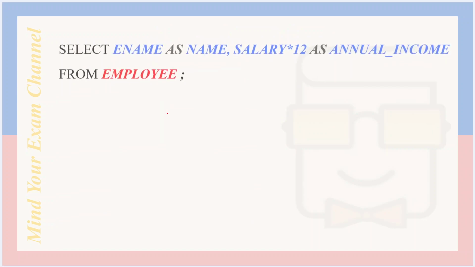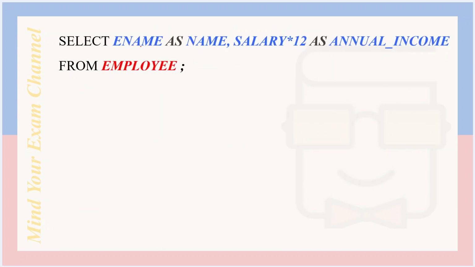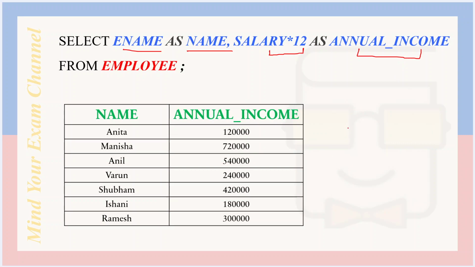You will use the as clause for both the attributes. So e-name you want to use as name, this is the alias name that you are creating, and instead of writing salary multiplied by 12 you will show in the output annual income. Okay, so now the output will look like this, and here all the values will be the same. The only difference will be in the name of the column or the attribute that is shown. It is name and here it is annual income.